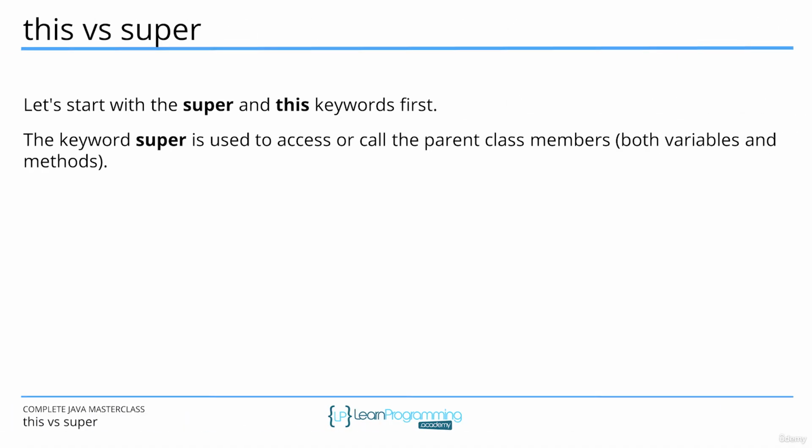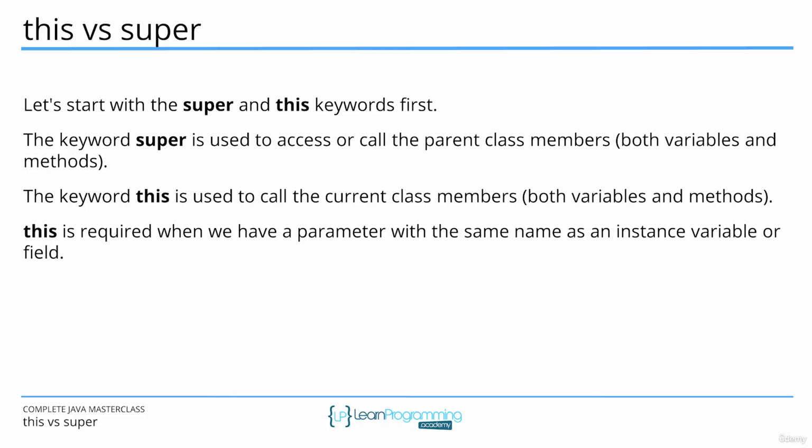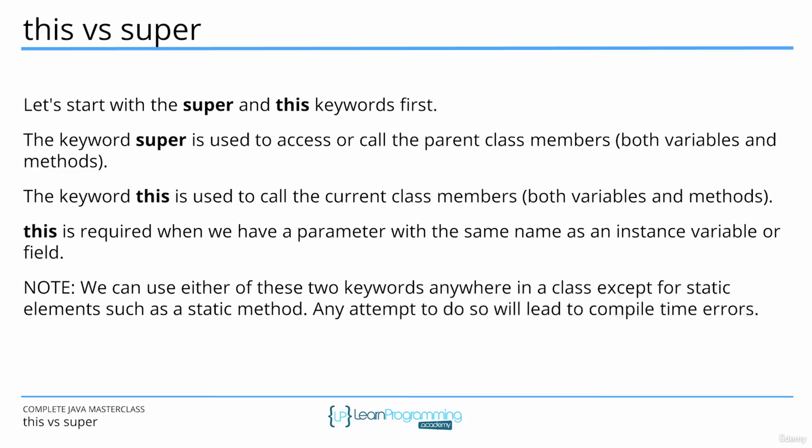The keyword super is used to access or call the parent class members, both variables and methods. The keyword this, on the other hand, is used to call the current class members, both variables and methods. This is required when we have a parameter with the same name as an instance variable or field. Note that we can use either of these two keywords anywhere in a class except for static elements such as a static method. Any attempt to do so will lead to compile time errors.